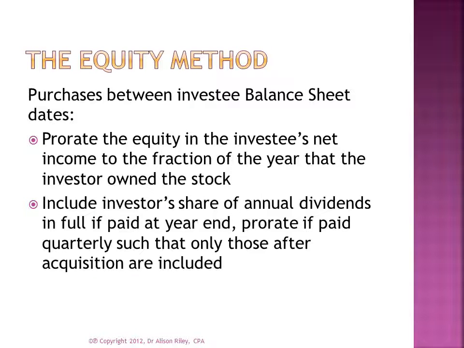Suppose the investor were to purchase shares in its investee between investee balance sheet dates. In this case, the investor would prorate the equity in the investee's net income to the fraction of the year that the investor owned the stock. The treatment of investee dividends in this case would depend on the declaration dates of the dividends. Dividends declared before the purchase date of investee stock are ignored. Dividends declared after the purchase date are accounted for in the normal way.